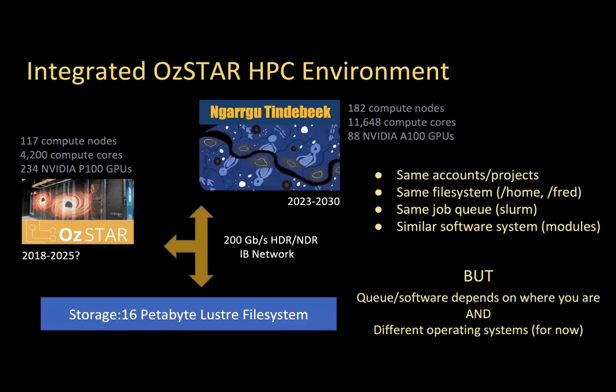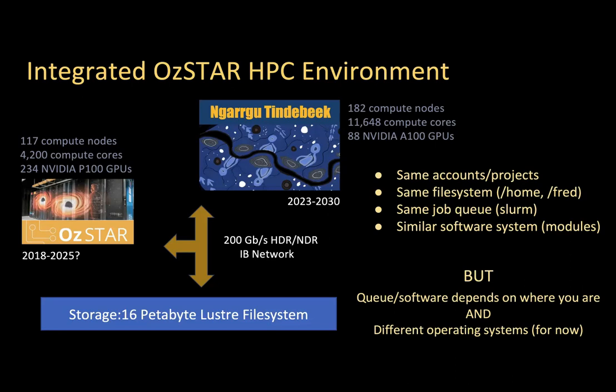So we have two supercomputers now available within this environment. We have the OzSTAR machine, which has been running happily since 2018 and hopefully all going well, will keep going for many years ahead. And we now have our new Ngagu Tinderbeek machine, which was installed early in 2023. And the plan is for us to run both of those in parallel for much of the remainder of this decade.